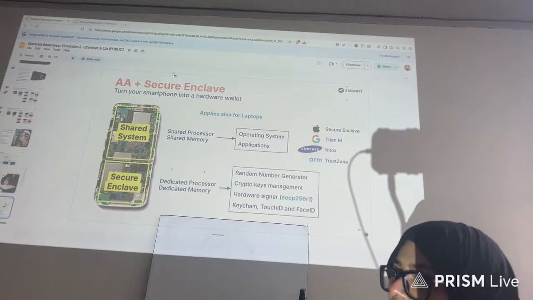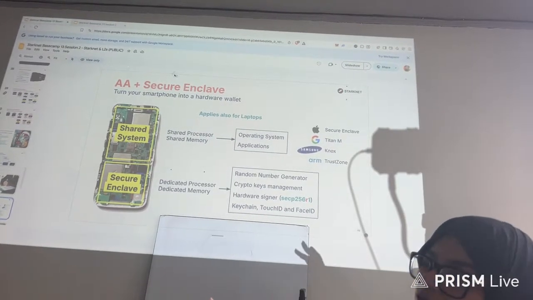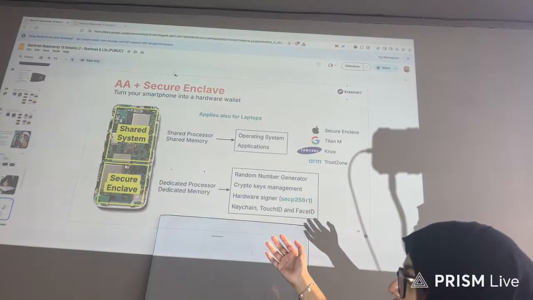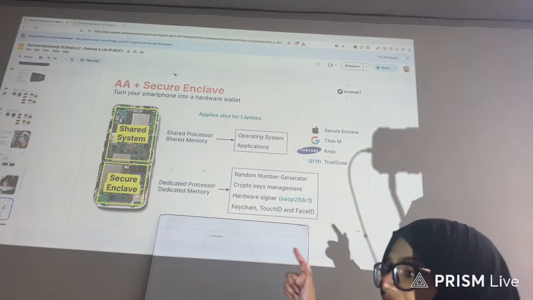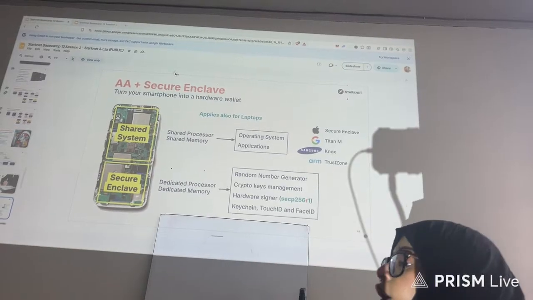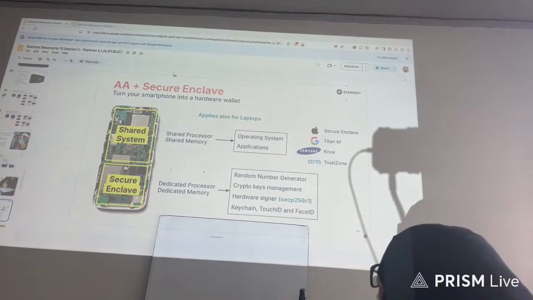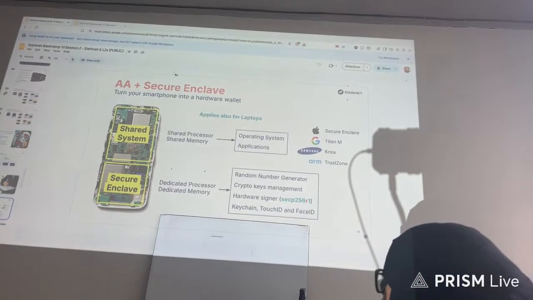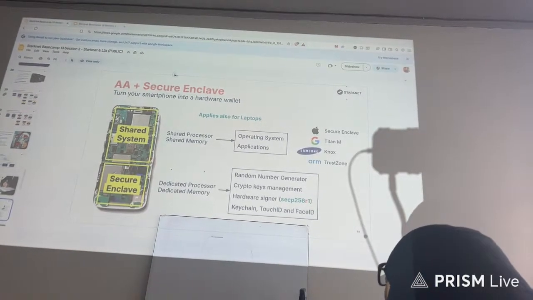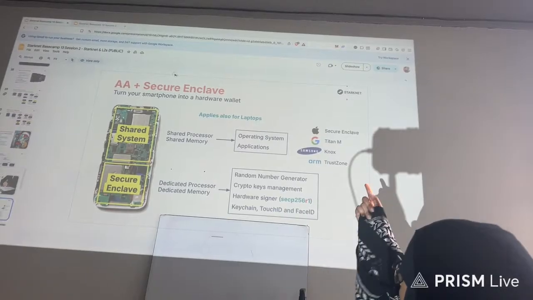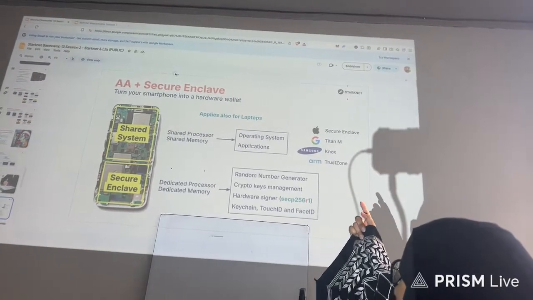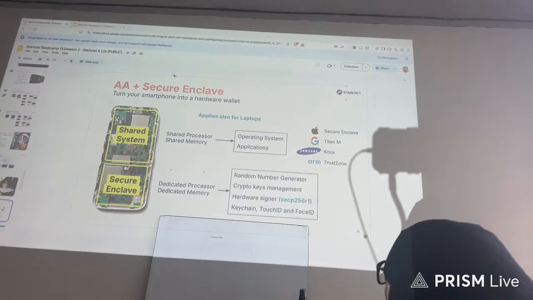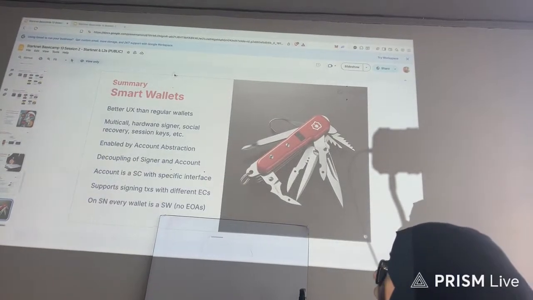So if, let's say, we're considering all of your smartphones, they in fact have this hardware design where there's a shared system and then there's a secure enclave, and that secure enclave is the one that's being used to sign these transactions and create these smart wallets, right? Now, depending on the smartphone that you have, that part of your hardware is called something different. For Apple, it's called the Secure Enclave. For Google, it's called Titan, and so on and so forth.